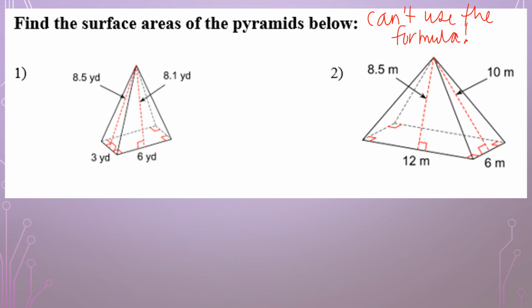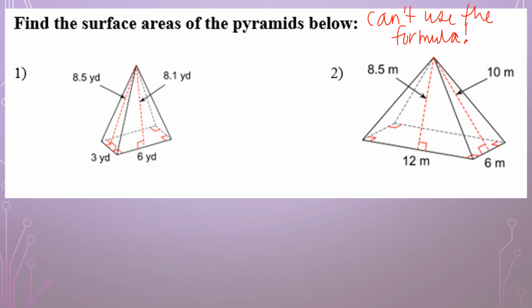And that is because they are not regular. So these are rectangular pyramids, okay? What we are going to do here is find 3 separate areas and do this the old school way. Surface area is all about finding the area of each face and adding them all together.